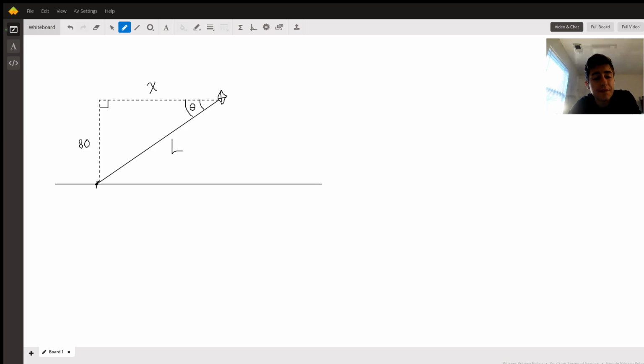So the question states that there's a person flying a kite where the kite is 80 feet vertically above the ground, and it is moving horizontally away from where the person is standing on the ground at a rate of 4 feet per second. And the question asks, at what rate is the angle theta between the string and the horizontal changing when the length of the string is 160 feet long?